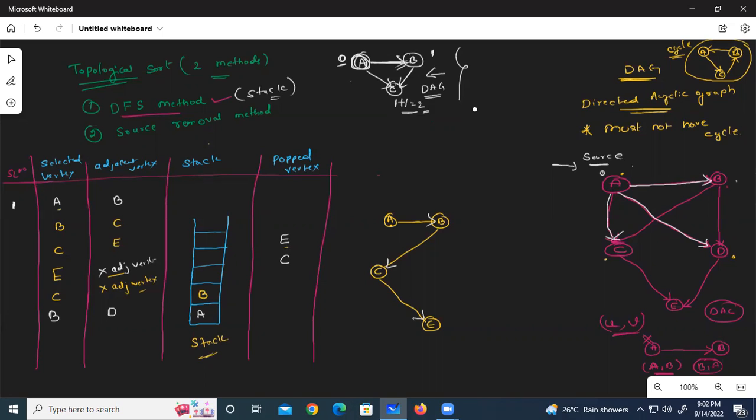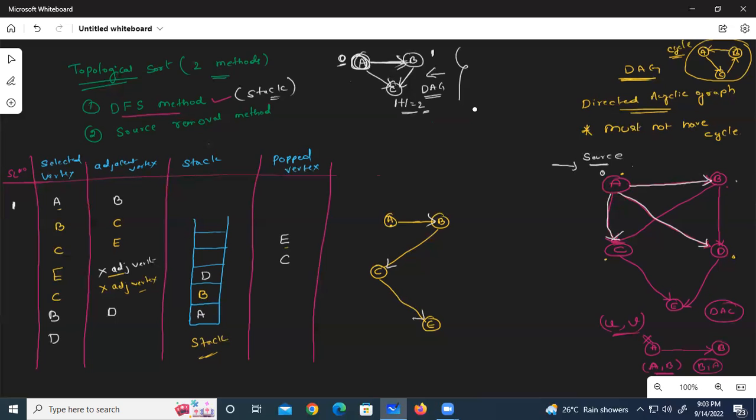So no need to push anything, because B is already there. B selected, B is on the top. Okay, again come to select the D. Now we are going to push the D into the stack. Fine, that is okay.